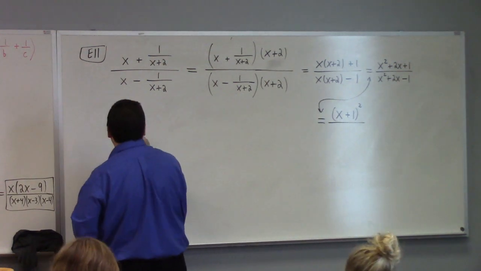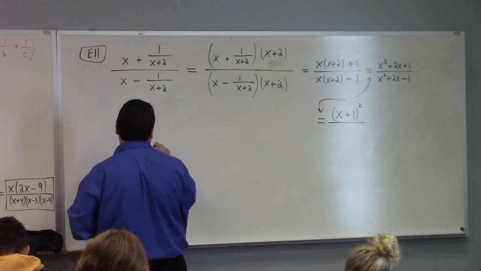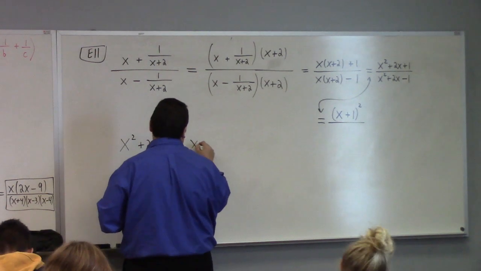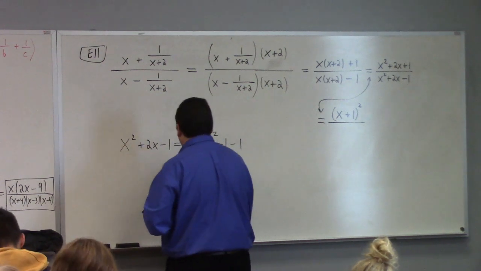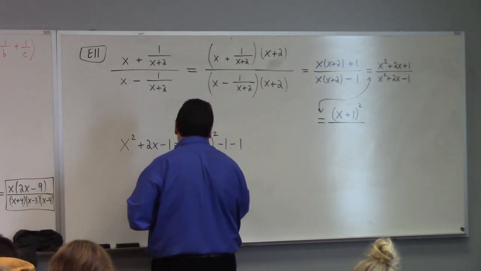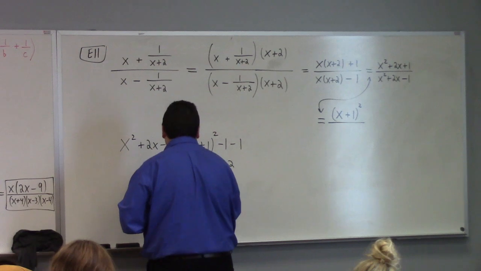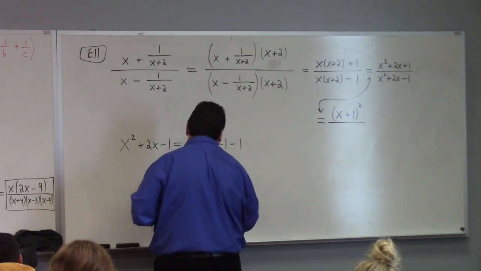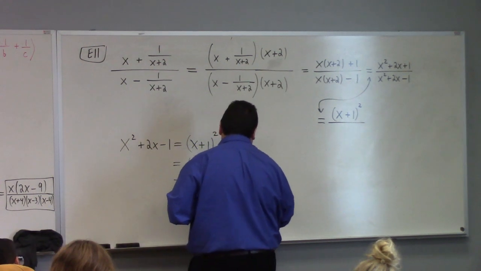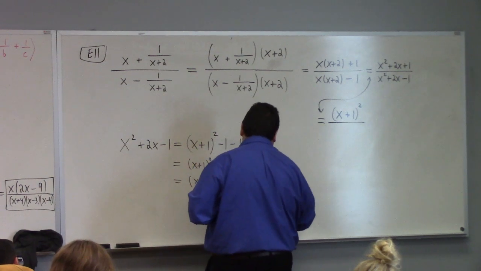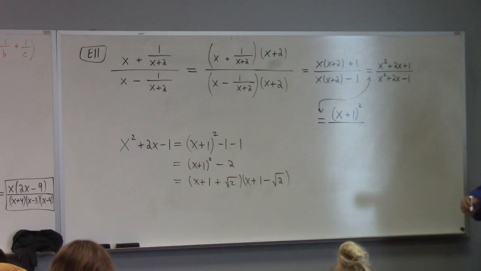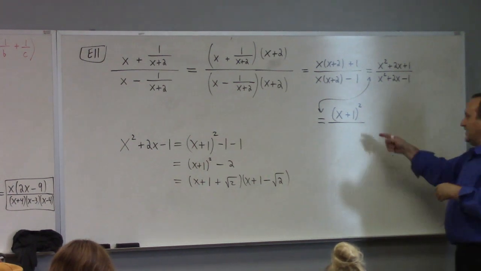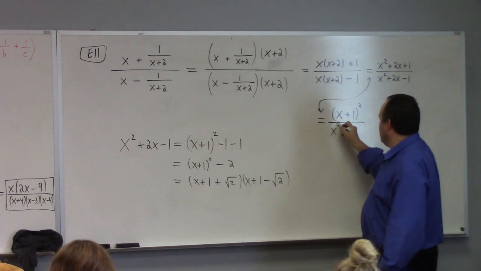X squared plus 2x minus 1 is x plus 1 squared minus 1 minus 1, which is x plus 1 squared minus 2, which is x plus 1 plus the square root of 2 times x plus 1 minus the square root of 2. And as a matter of common math custom here in this course, we don't do that kind of factoring here. We'll just leave it like this.